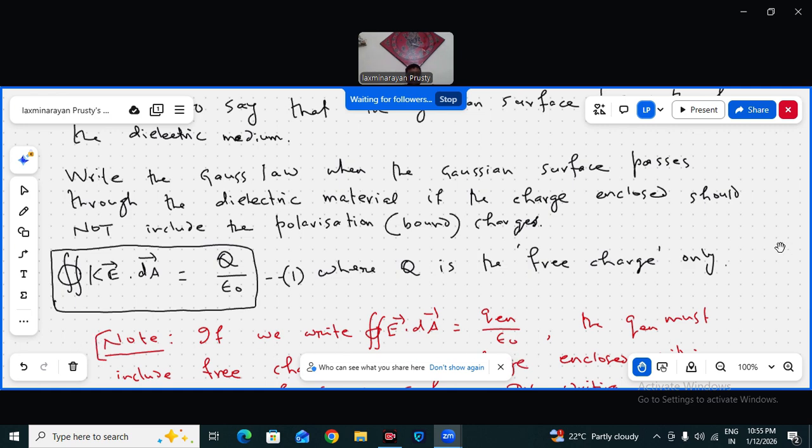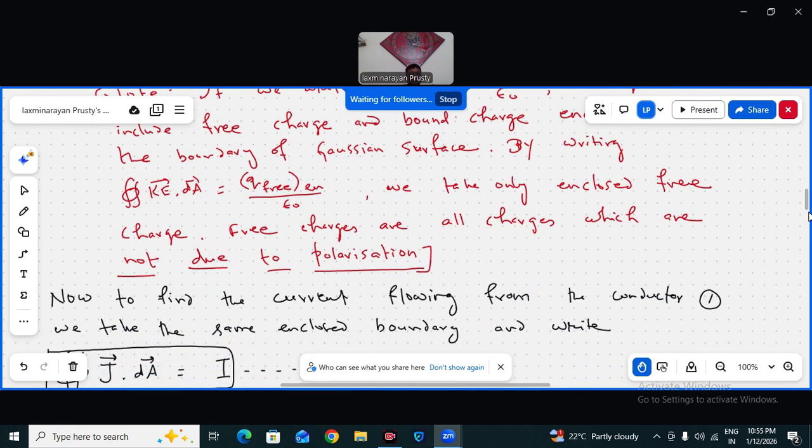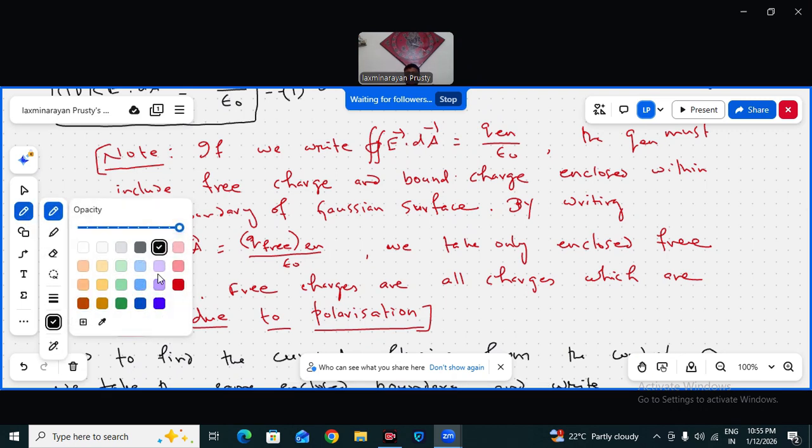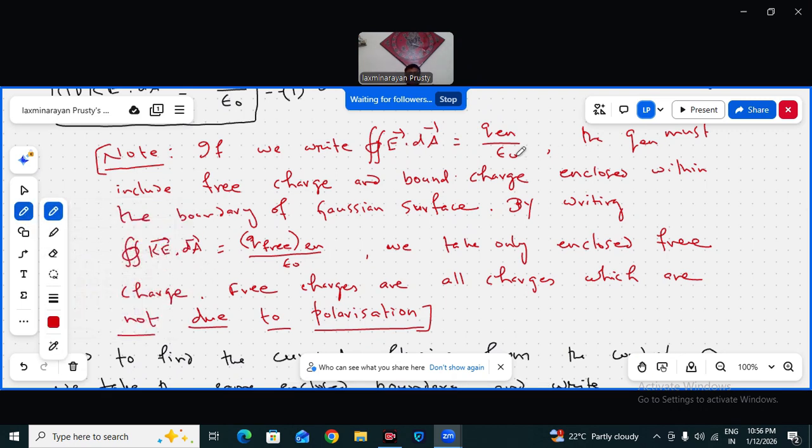But in case the space is a dielectric medium through which the Gaussian surface passes, this Q enclosed will include the free charge as well as the bound charge.